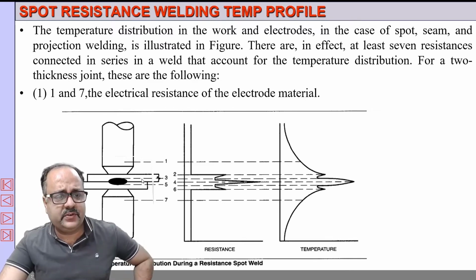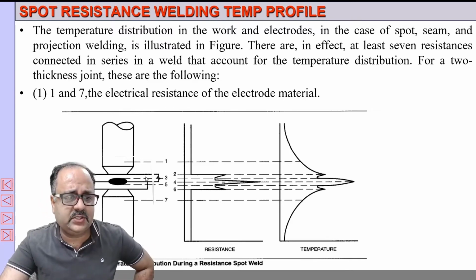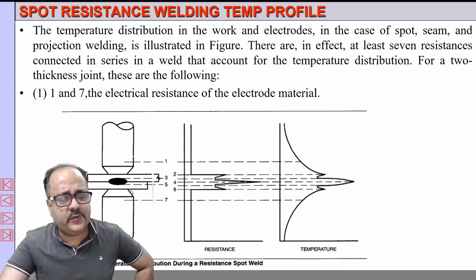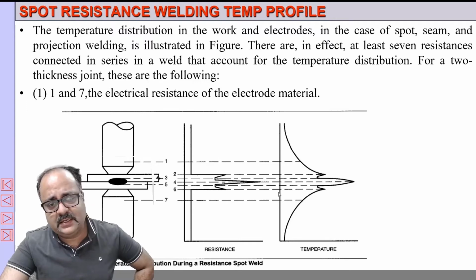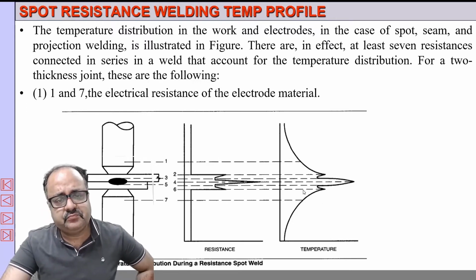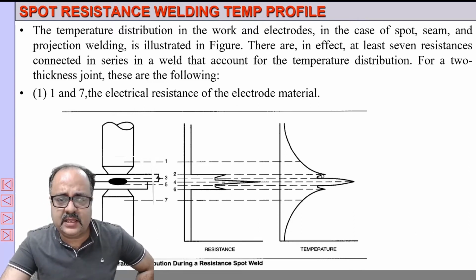And then comes the resistance of the base material, that is 3 and 5. These are the base materials. The resistance will vary if they are of different materials. If they are the same material, the resistance will be the same, so it is symmetrical. Because the resistance is decreasing, the temperature also will decrease. So this is the peak here, and the temperature will decrease here.